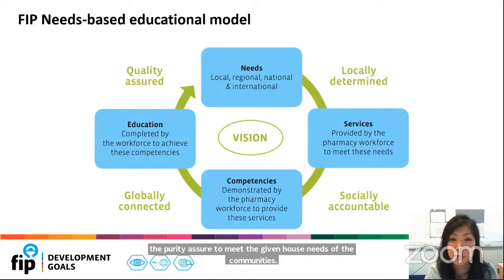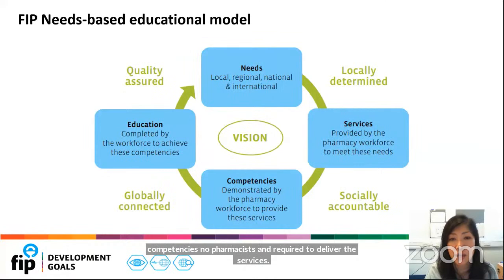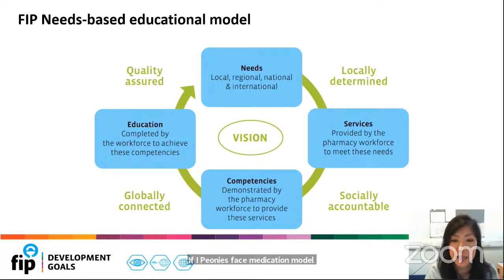So this cyclic model starts from identifying needs, which is the same as competency-based education, then locally determine the pharmaceutical services required to meet the needs identified, then identify competencies and pharmacies required to deliver the services, and then develop the education to prepare learners to achieve their competencies. The FIP needs-based education model was first developed by the Global Pharmacy Education Task Force, convened by the FIP in partnership with UNESCO and the WHO, then it called for action since 2008.